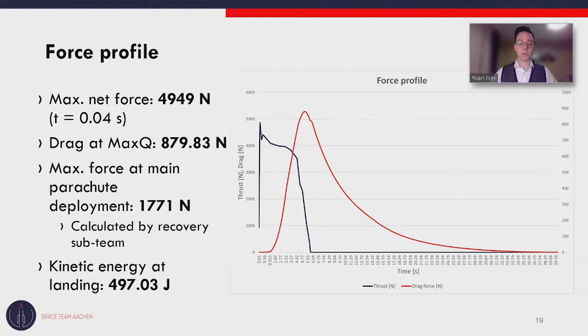And then we land the rocket at about 7.05 meters per second, with about 20 kilograms of mass, which leads us to almost 500 joules of kinetic energy at the landing. Next slide, please.